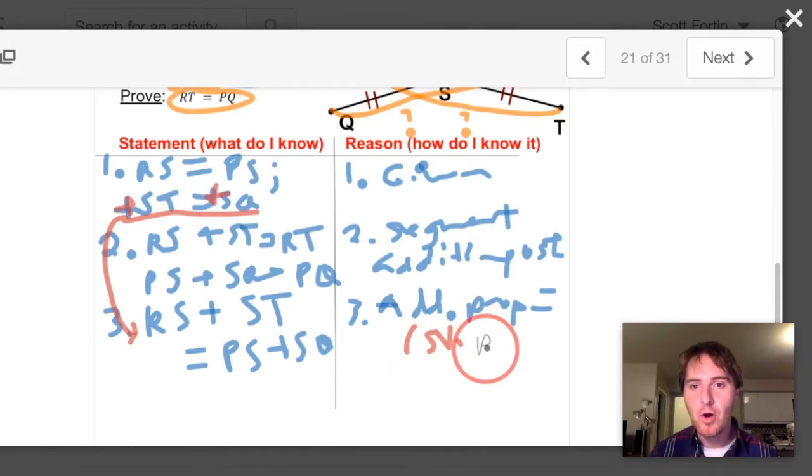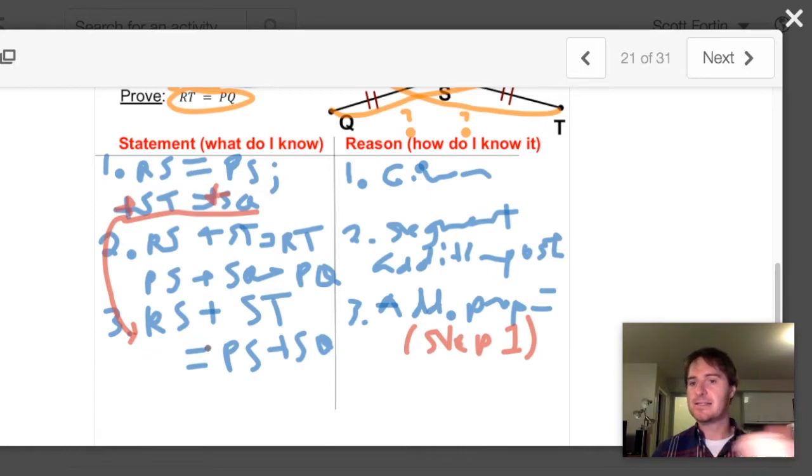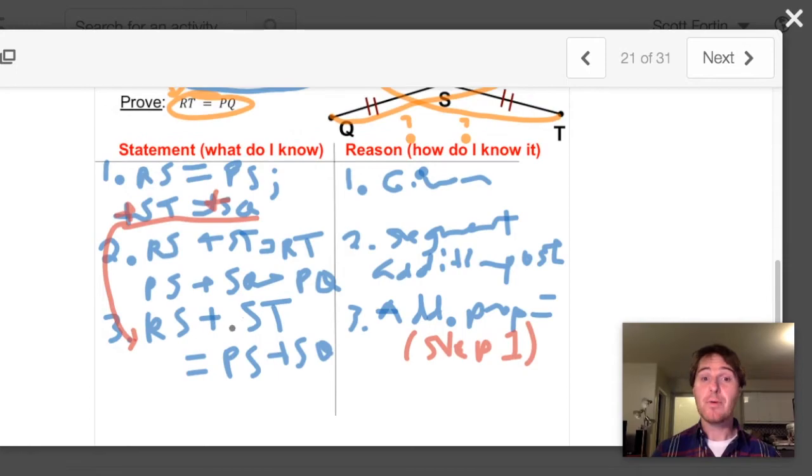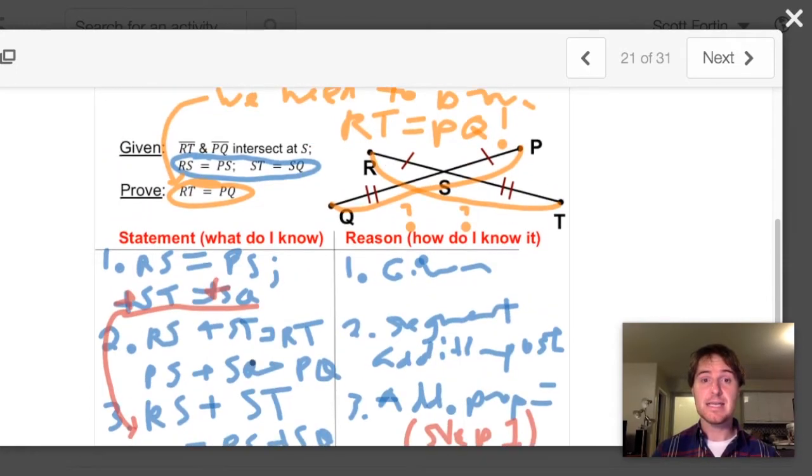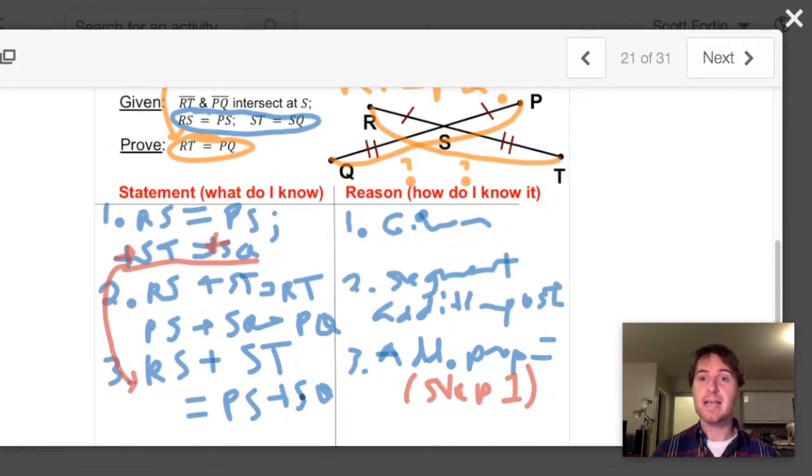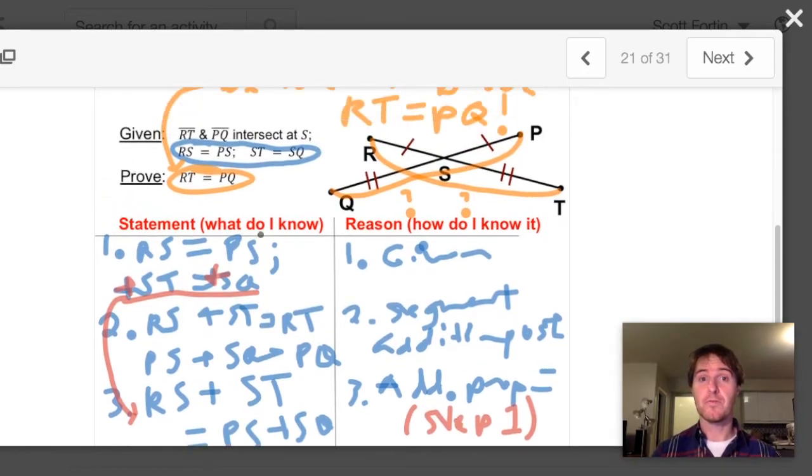So this is going to be one of the harder things, and one of the differences between geometry proofs and algebra proofs is that sometimes you're talking about previous steps in order to get a step later into the future. So anyways, addition property of equality is what you need to know for now. So now we have RS plus ST equals PS plus SQ, and this is really good because actually we're going to be able to finish the proof in the next step.